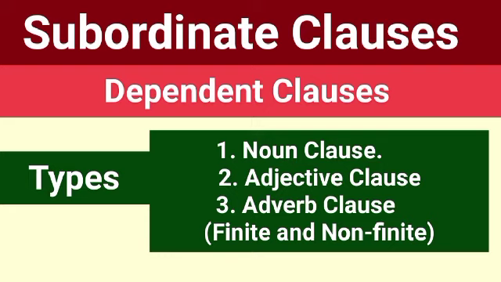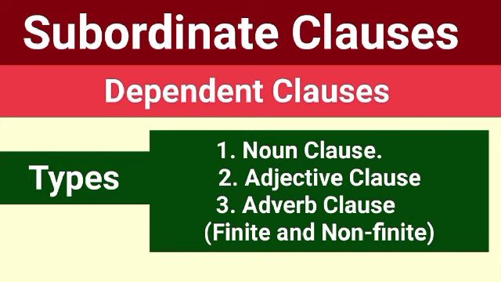Noun clauses are the clauses which function exactly at the place where a noun functions. These are also called nominal clauses. Adjective clauses are the clauses which function at the place of an adjective. They are also called relative clauses. And adverb clauses are the clauses that function exactly as an adverb functions. This is what we have to remember.